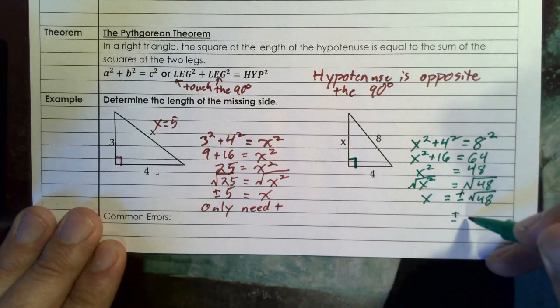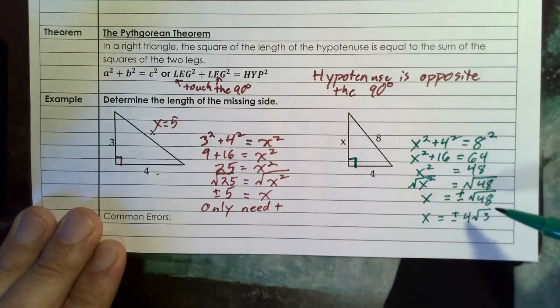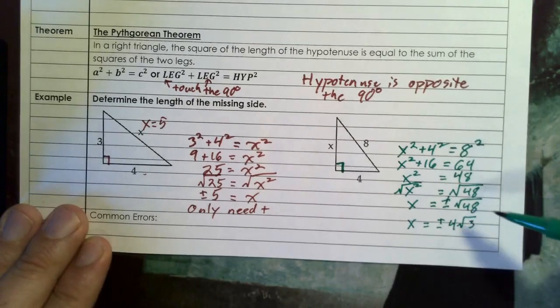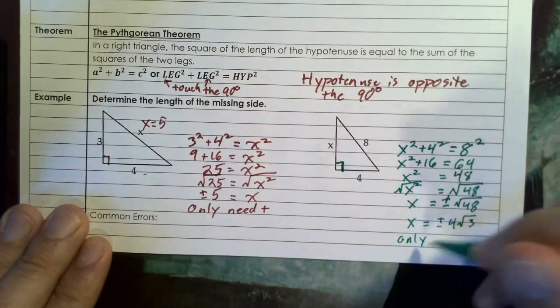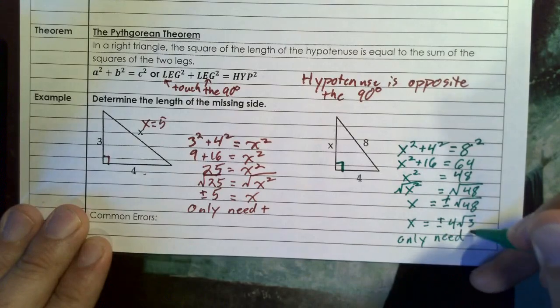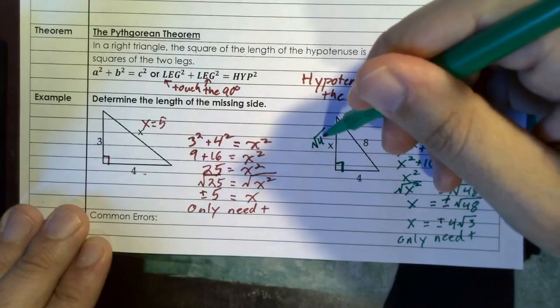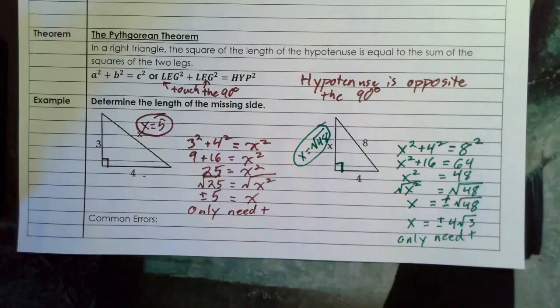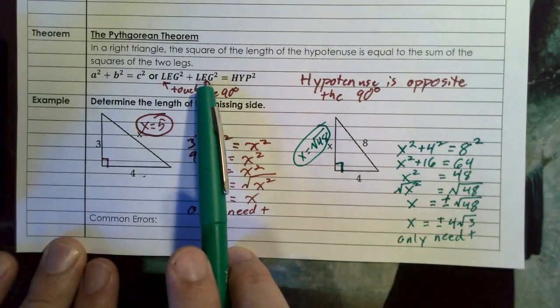It's plus or minus 4 square root of 3. But that's not the thing that I'm testing you on for this video. Mostly I want you to be able to get to that square root of 48. But we only need positive. So x is going to be the square root of 48. And that's our answer. Be very careful that your legs are the ones being added together.